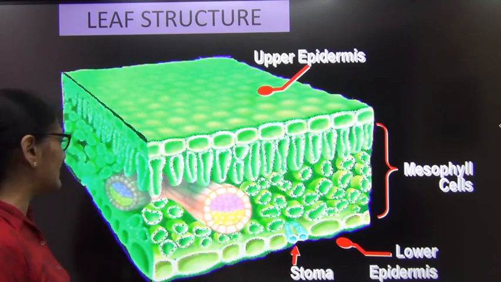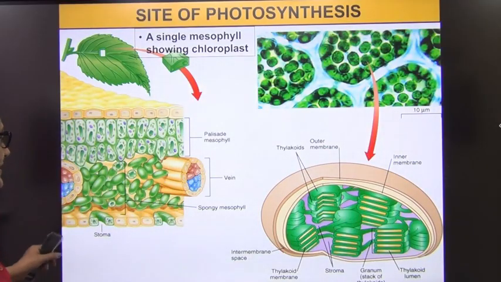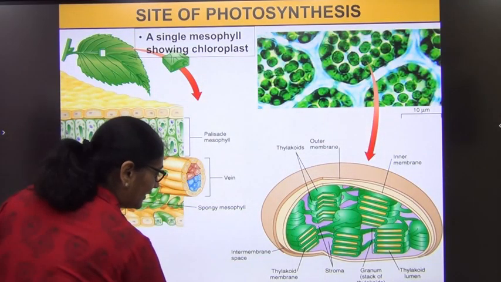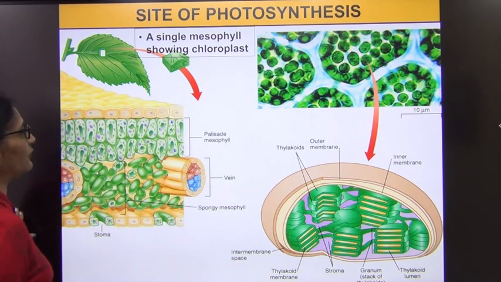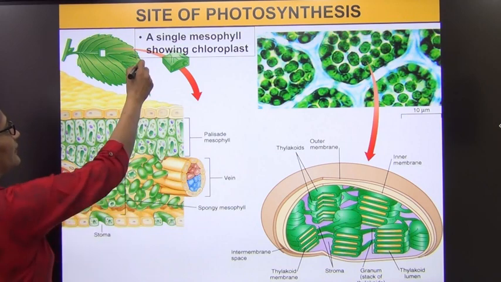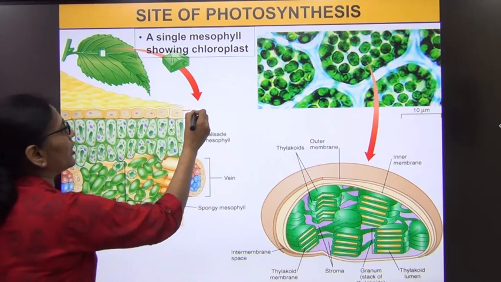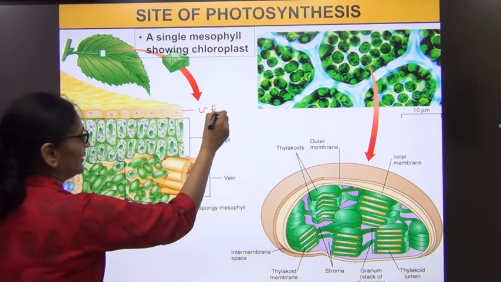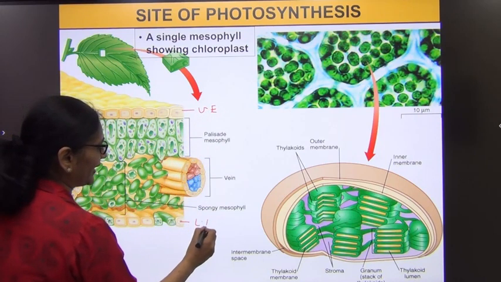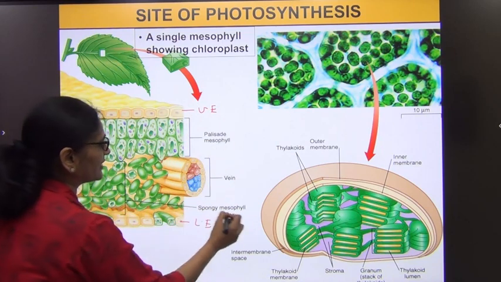So let us see this, understand this with the help of this diagram. This is pretty clearer. This is more clear than the previous one. If you can see, this is the leaf. Okay, the leaf is the place where photosynthesis takes place. On the leaf, this is your upper epidermis. This is your lower epidermis, right? And the middle part of the leaf is called as mesophyll.